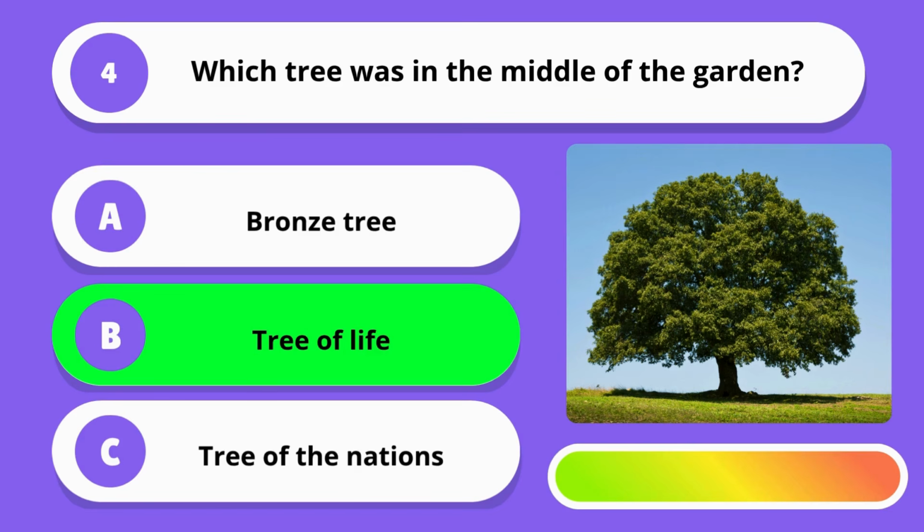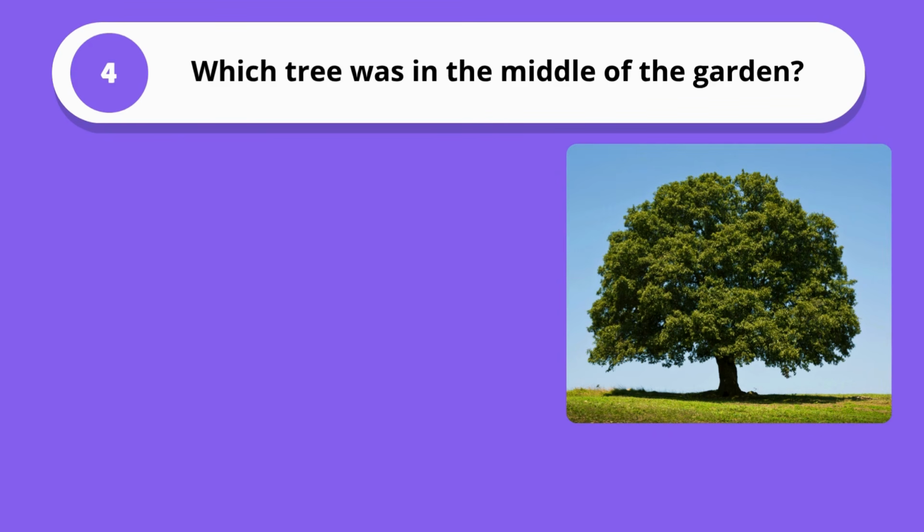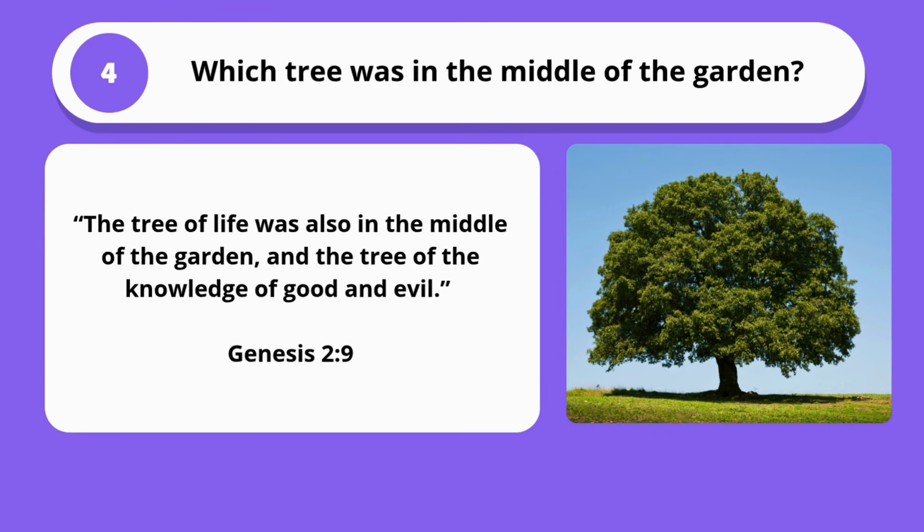The correct answer is Tree of Life. The Tree of Life was also in the middle of the garden, and the Tree of the Knowledge of Good and Evil. Genesis 2:9. Next question, please.